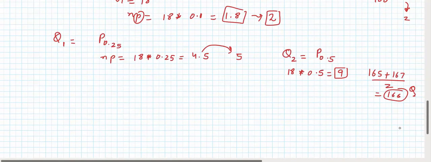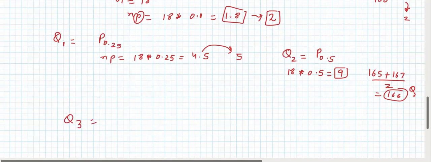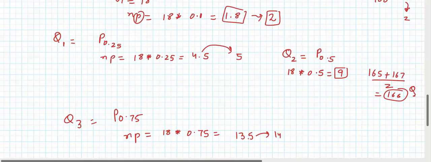Q3 also you can calculate. Q3 would be 0.75, so you can do np. N is 18, P is 0.75. So you multiply them. How much is that? Can you do a quick calculation? Just tell me the final number. 13.5. Okay, so we round it off to 14.